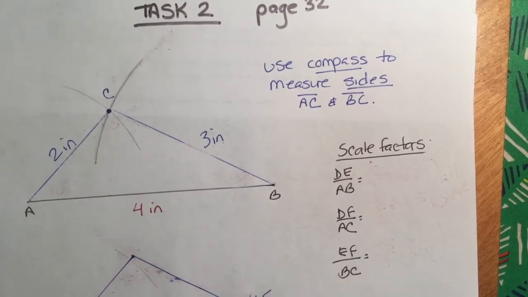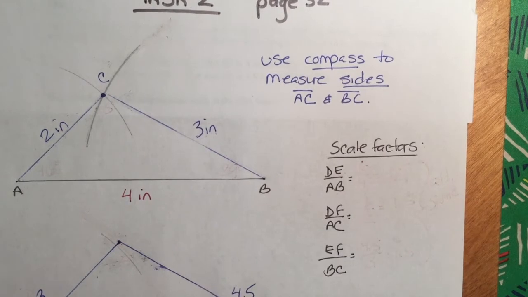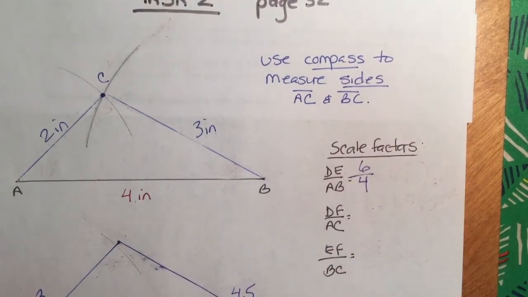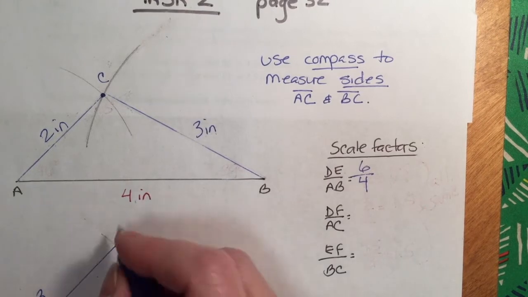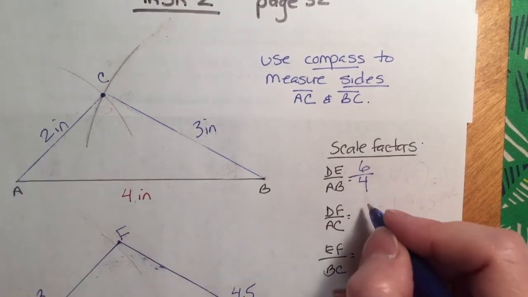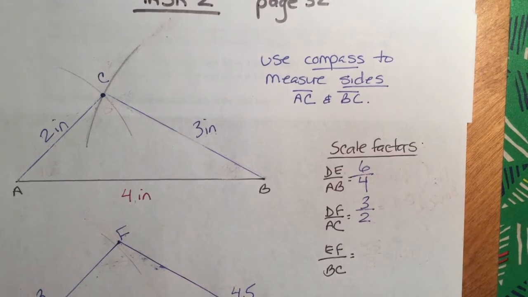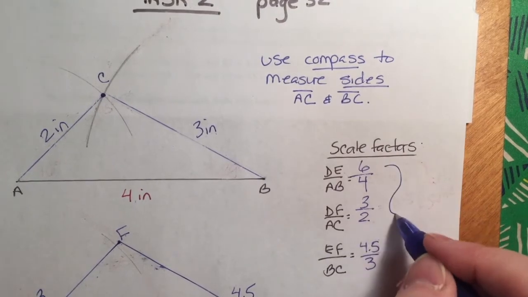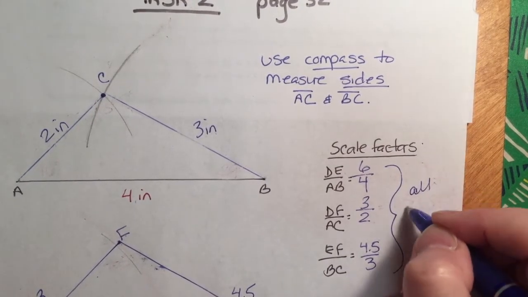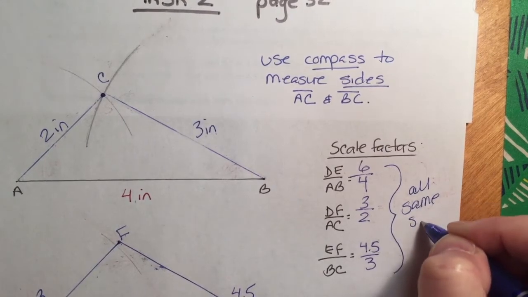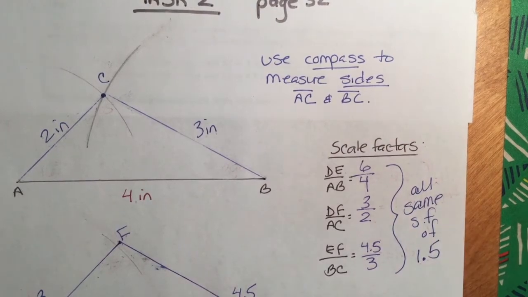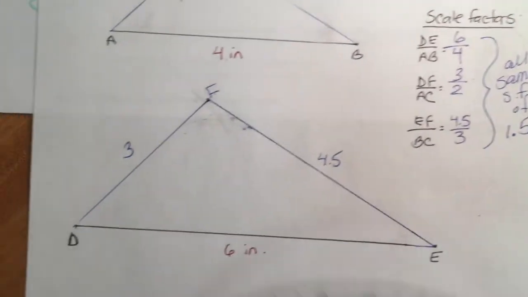Here's 4.5, and let's see the scale factors. Now this time we didn't know any angles. All we knew were scale factors, okay? 6 inches compared to 4 inches. That's our longest side. DF is 3 compared to 2, 3 over 2. And the other side is 4.5 compared to 3. Every one of those has the same scale factor, 1.5.